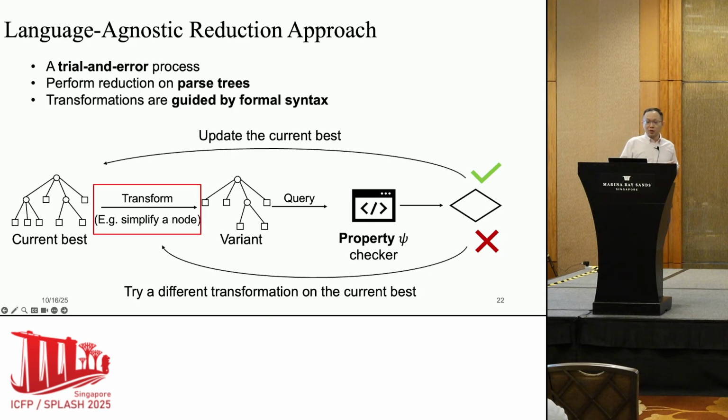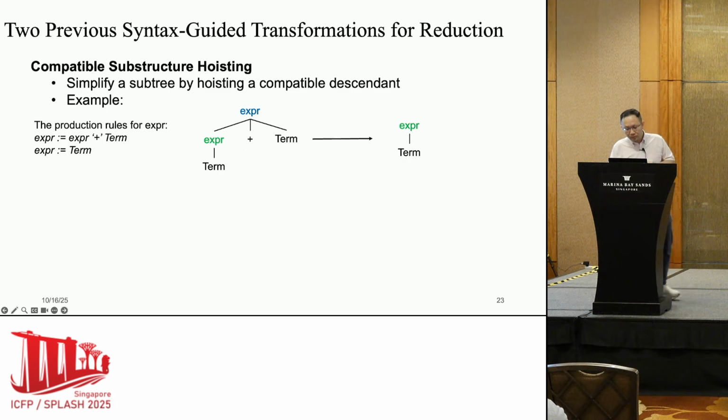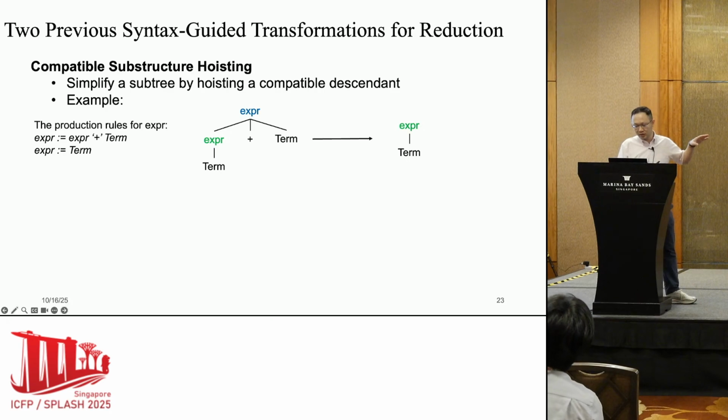In this process, the most essential part is the transformations. The transformations define the search space and determine the reducer's performance a lot. In previous work, there are two syntax-guided transformations, and one of them is called compatible subtree hoisting. The idea is that we want to simplify a subtree by hoisting a compatible descendant. For example, in this parse tree, we can simplify it by replacing it with its subtree, which is also an expression. Such a transformation ensures that the program after transformation is still a valid program, at least at the syntax level.